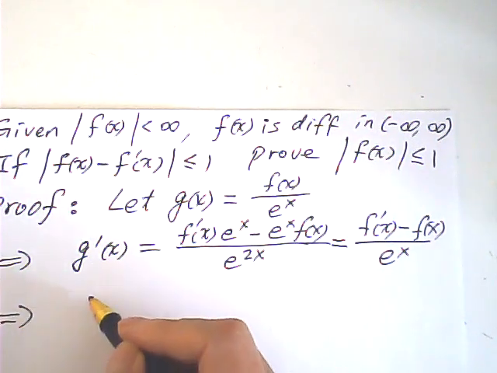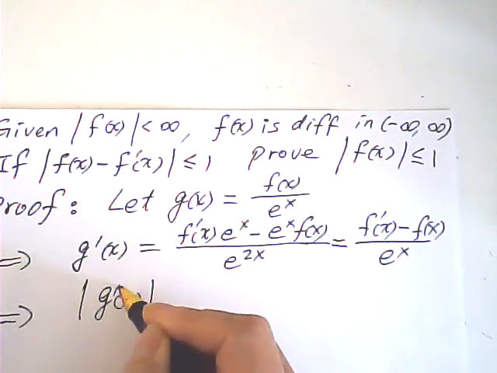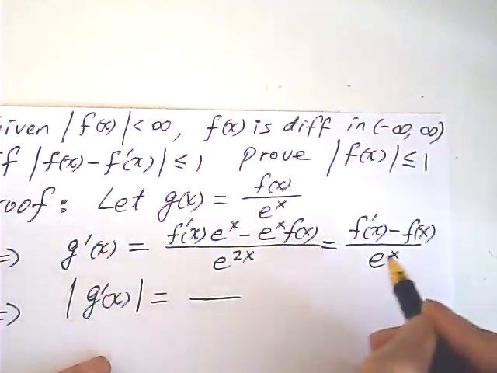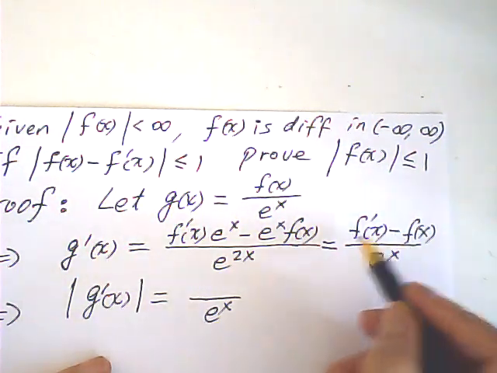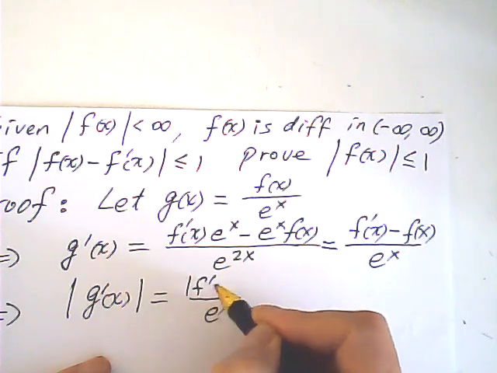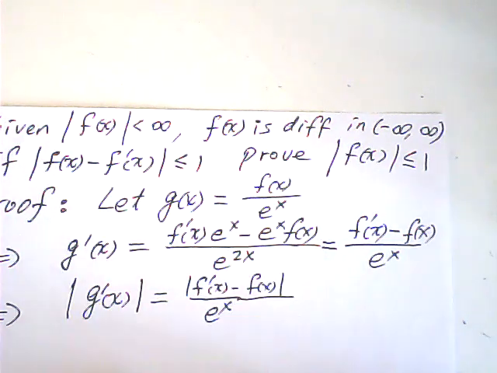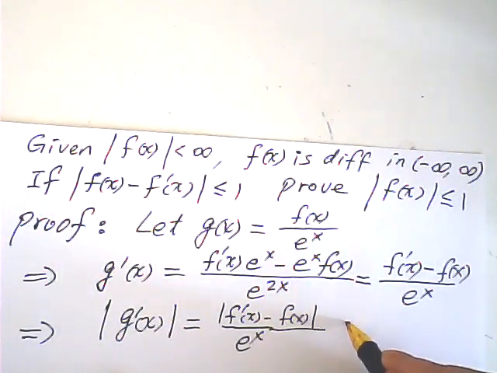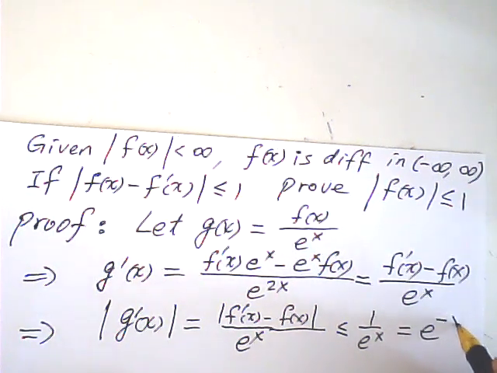Then the absolute value of g prime of x will be equal to the absolute value of f prime of x minus f of x, because the denominator is non-zero and always positive. According to the given condition, this is less than or equal to 1, so this is less than or equal to 1 over e to the power of x, which is equal to e to the negative x.